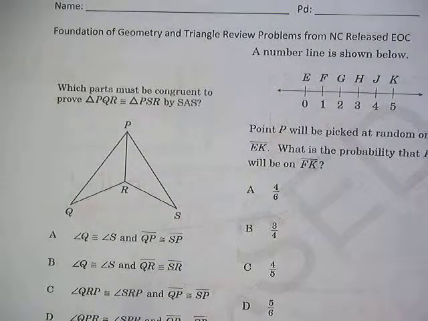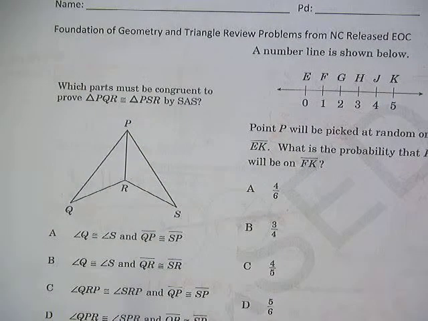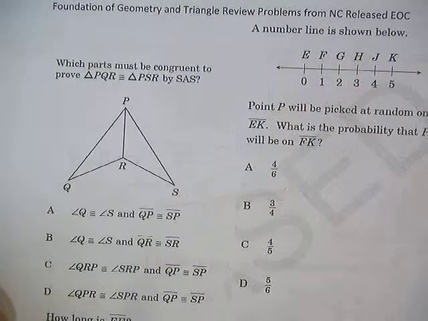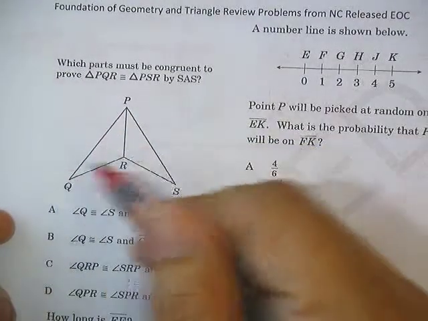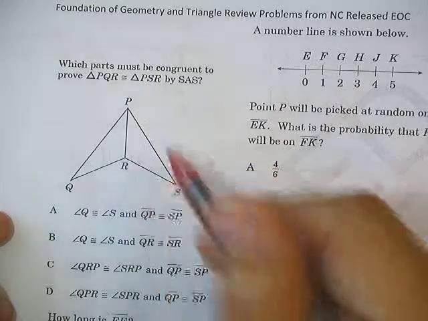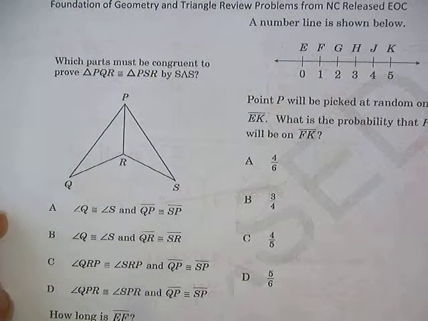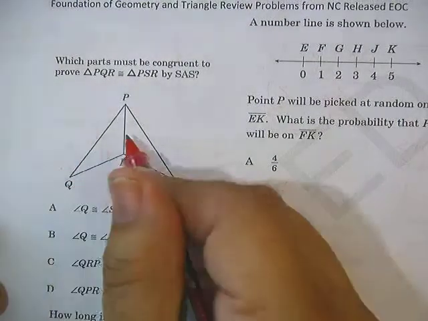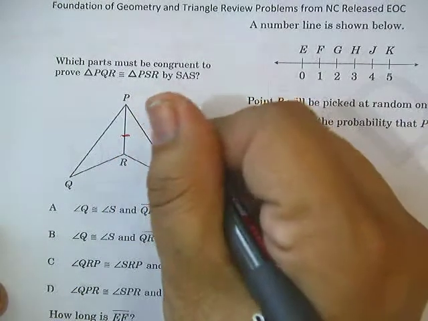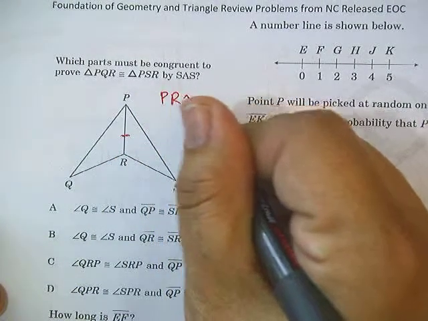Okay, now we're on page 8 of the Overman Review Packet. What parts must be congruent to prove that triangle PQR, this one, and PSR are congruent by side angle side? So first of all, I am going to make a note that PR is congruent to PR. I know that. How do I know that?